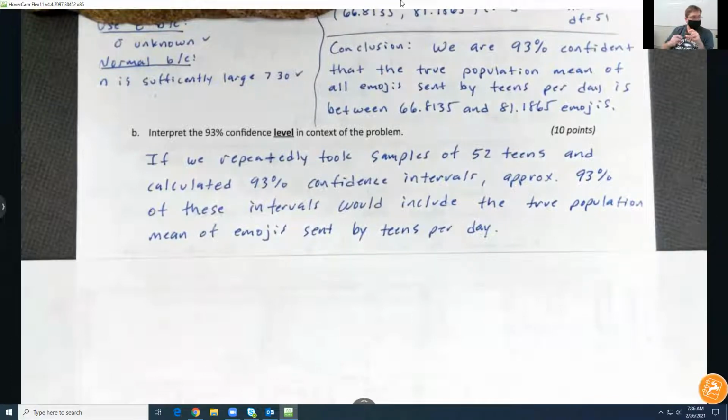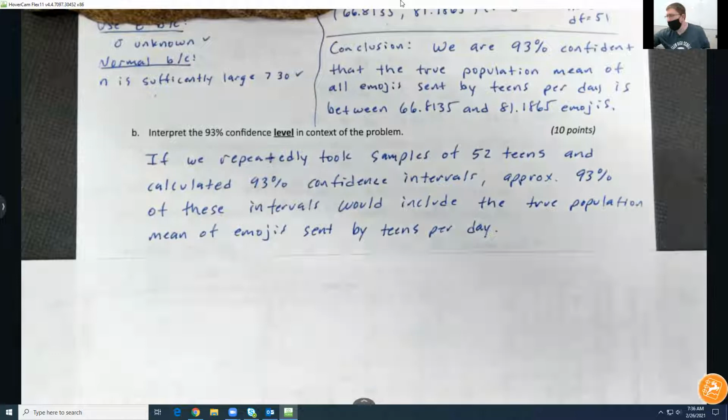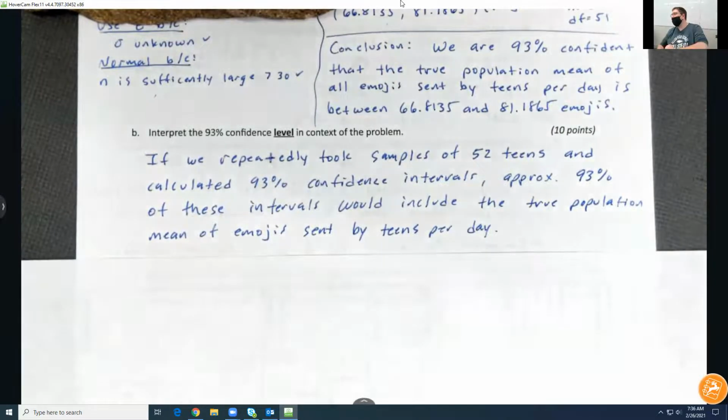Interpret the confidence interval. So this is the other sentence, the middle one at the bottom there. If we repeatedly took samples of 52 teens and calculated 93% confidence intervals, approximately 93% of these intervals would include the true population mean of emojis sent by teens per day. So there's my interpretation of my previous interpretation, because why not? It's fun that way. All right, you good? Questions?